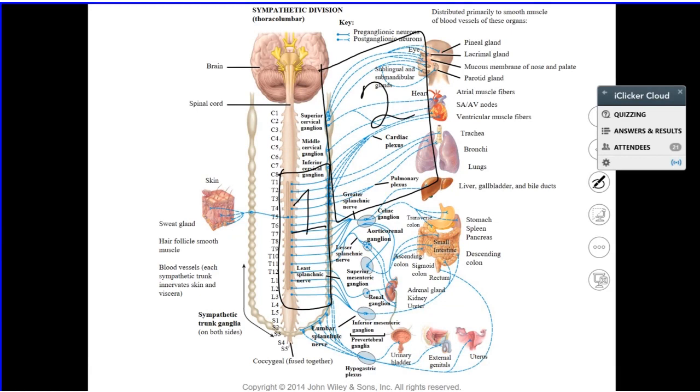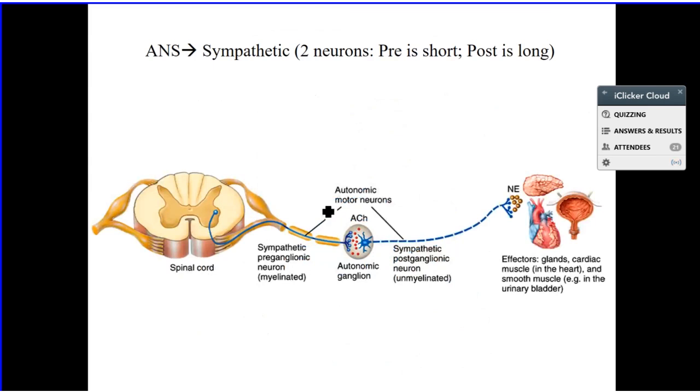Now the problem with the sympathetic division though is it has a lot more pathways. So there's a lot more options for it to go. Parasympathetic, 1 pathway. Sympathetic, multiple pathways. But if we look at it in general, it's the same setup. How many motor neurons do we see in this picture? We see 2. What does that first motor neuron produce no matter what? Okay, so since that first motor neuron always releases ACH, what is that first motor neuron called?